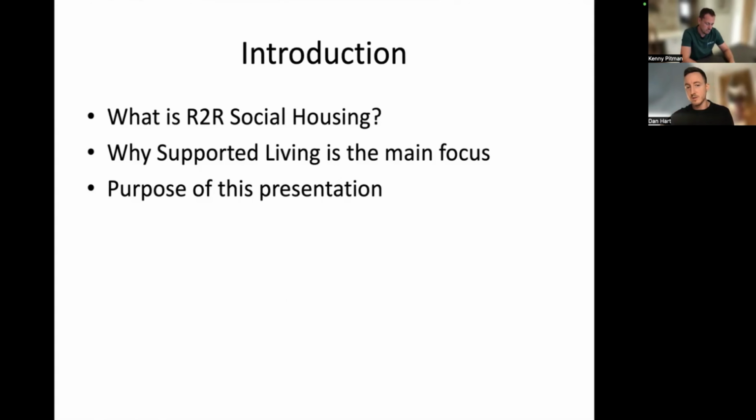The main focus on supported living for myself is just because that's the avenue I ended up going down. I built a lot of connections there and realized the opportunities. Oftentimes you get additional funding, so it's easier to make these back-to-back lease situations work, as opposed to normal social housing, which is very much based around affordability, as we'll see in the next slide.